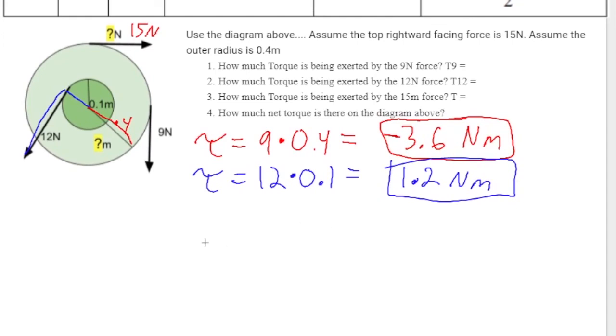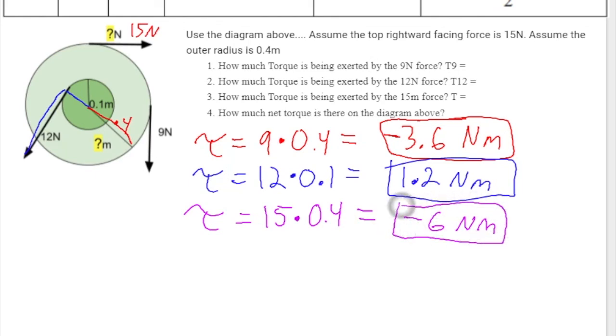Lastly, we're going to go ahead and solve for the 15 Newton force. We have torque is equal to the force, which is 15 newtons, times the distance. Well, this one's on the outer edge, so that's 0.4 meters away. Multiply those together, and we end up with 6. But again, this is clockwise, so because it's clockwise, it's going to be negative 6 Newton meters.